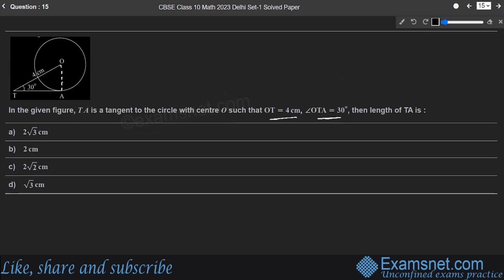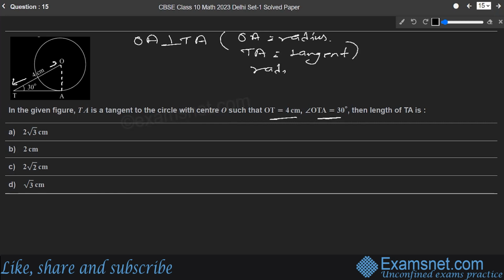Now in triangle, particularly OAT, what all we see that the distance OT is given as 4 centimeter. And if you see it carefully, OA is perpendicular to TA. Why so? Because OA is the radius of the circle and TA is nothing but the tangent of the circle. We always know that radius and tangent of a circle are perpendicular to each other, so that means this very angle OAT is nothing but the 90 degree.